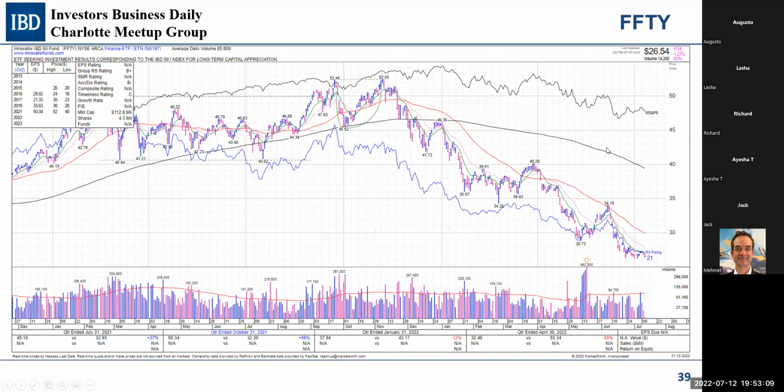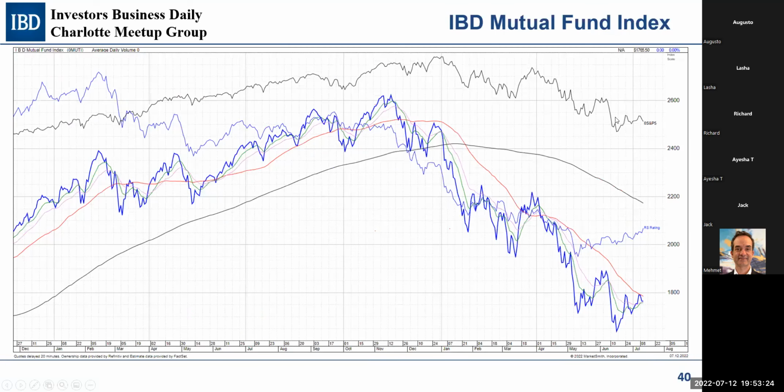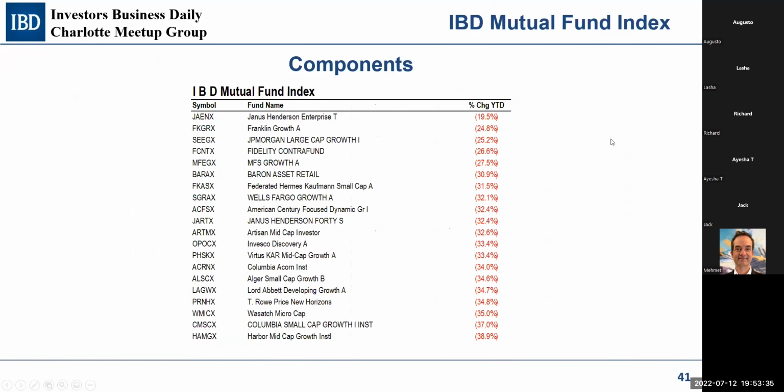More charts. FFTY, our growth names, really not getting much of a bounce like some of the other things, like the S&P and the QQQ. It just continues to show weakness in the growth area. And along with that, the IBD mutual fund index is following that path, and a lot of these growth managers are continuing to struggle through this. This is the percent change year to date. So actually, off the highs, maybe add 5 to 10%, because these names would have peaked somewhere around November of last year.